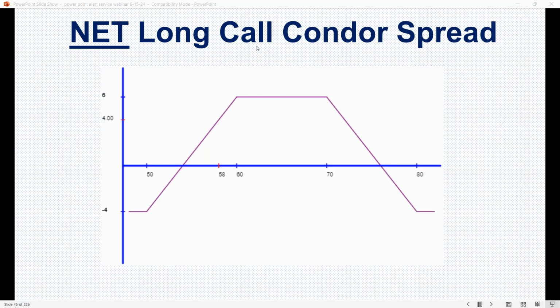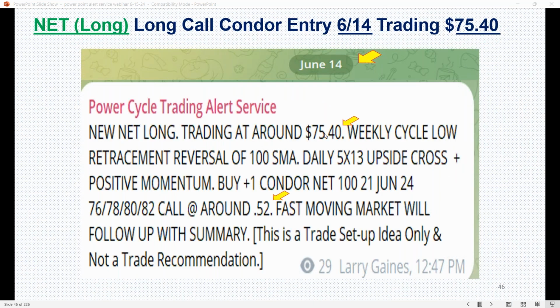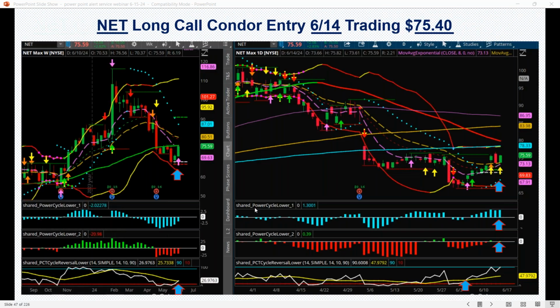So here's that net long. We did this as a call condor. This was done Friday, and I showed you this earlier. It was trading at 75.40, and I sent this out to do this call condor for around 52 bucks. Or you might just do it on your own.